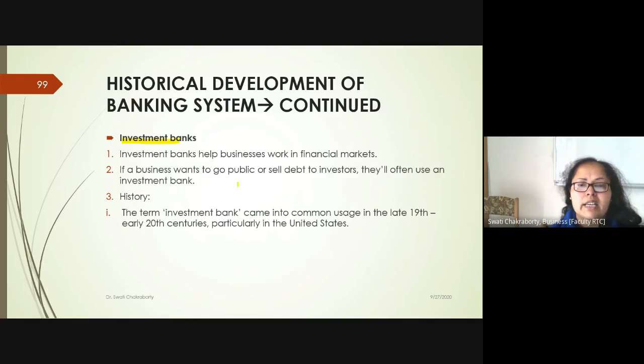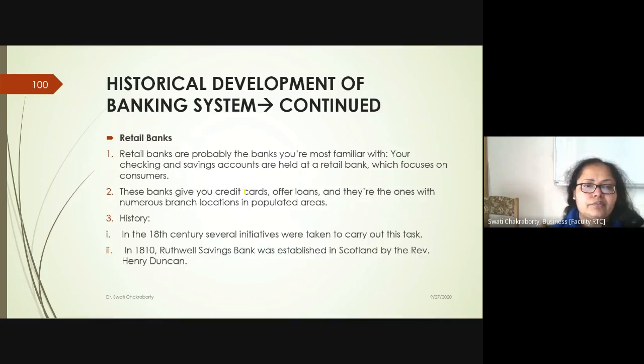Investment banks. Investment banks help businesses to work in financial markets. If a business wants to go public or sell debt to its investors, they will often use an investment bank. When did investment banks come up? In the late 1990s and early 2000s, mainly in the US.